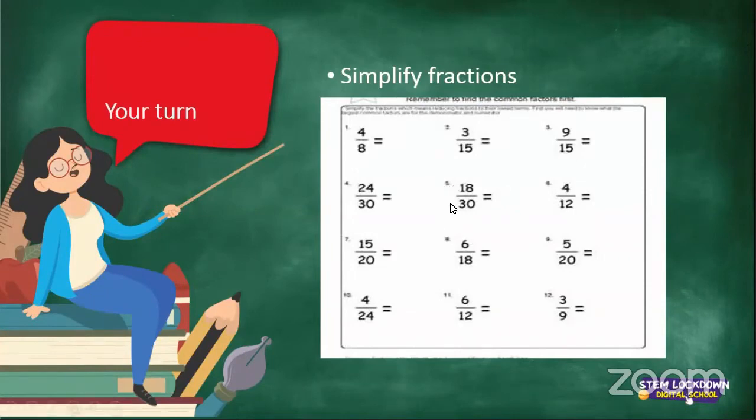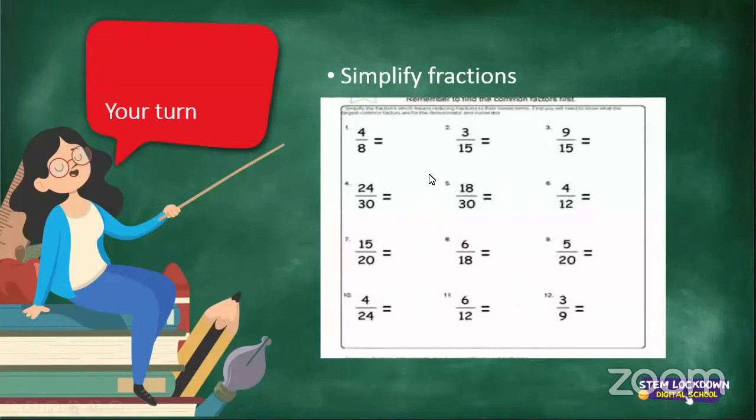Also number 5, we have 18 over 30. I'm going to do up to number 6, and the rest I will leave simply because I am not able to view the chat box. So 7, 8, 9, 10, 11, 12 will be your homework. Then I'll move on with the lesson.